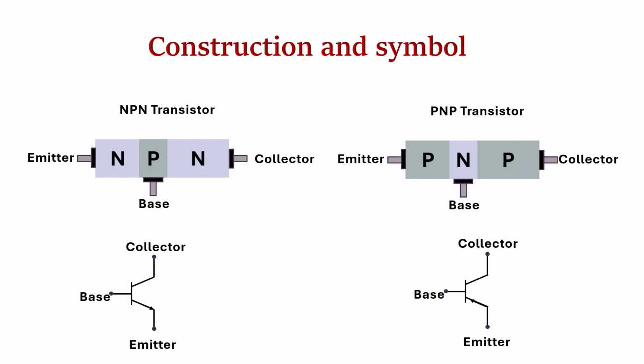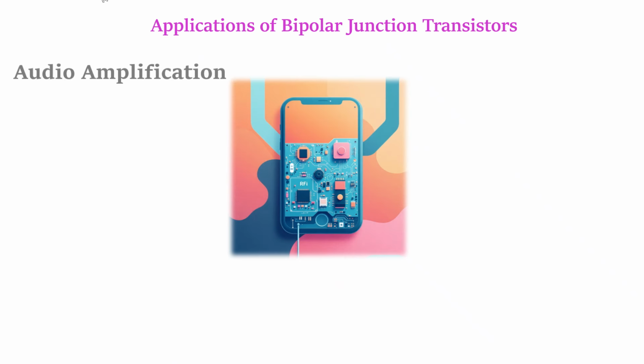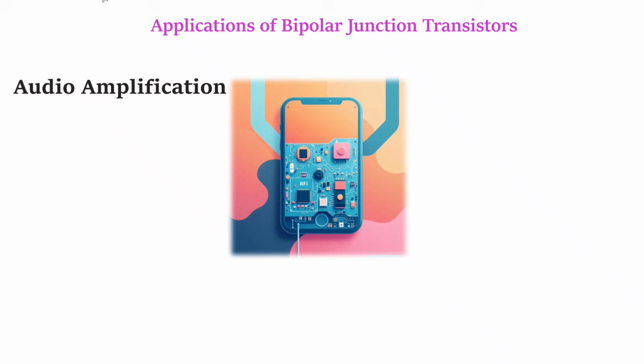PNP transistor. It is a complementary type. Current flows from emitter to collector. Current flows when base voltage is negative relative to emitter. It is used in complementary circuit designs. Now, let us see applications of transistors.